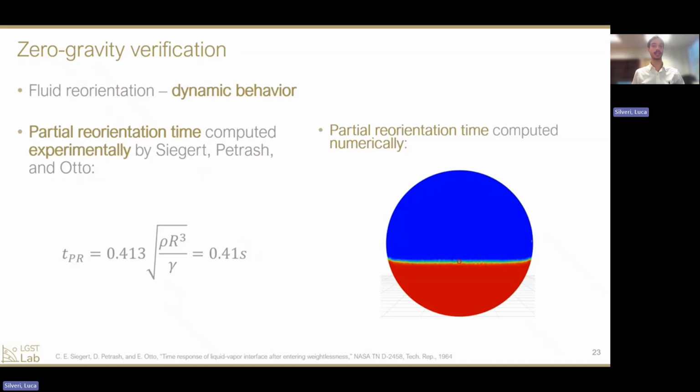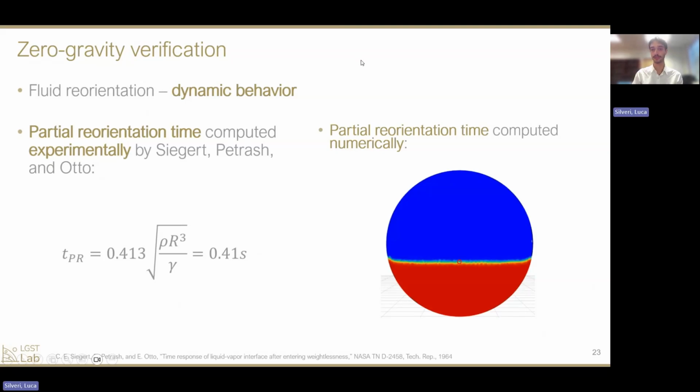For what concerns the dynamic behavior of the system, the partial orientation time was chosen as parameter to validate it. This was computed experimentally by Sigurd, Petros, and Otto, and for our experimental setup, it is around 0.41 seconds. On the right, you can see the partial orientation time computed numerically. This was computed by tracking the middle point of the free surface.